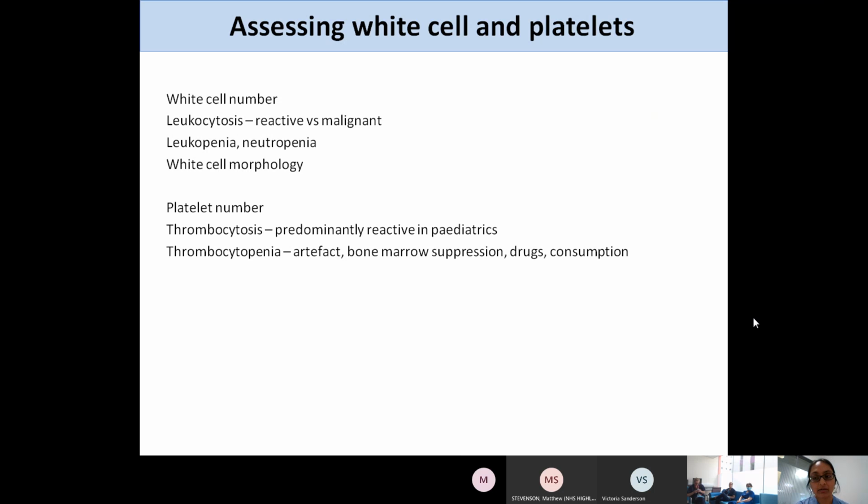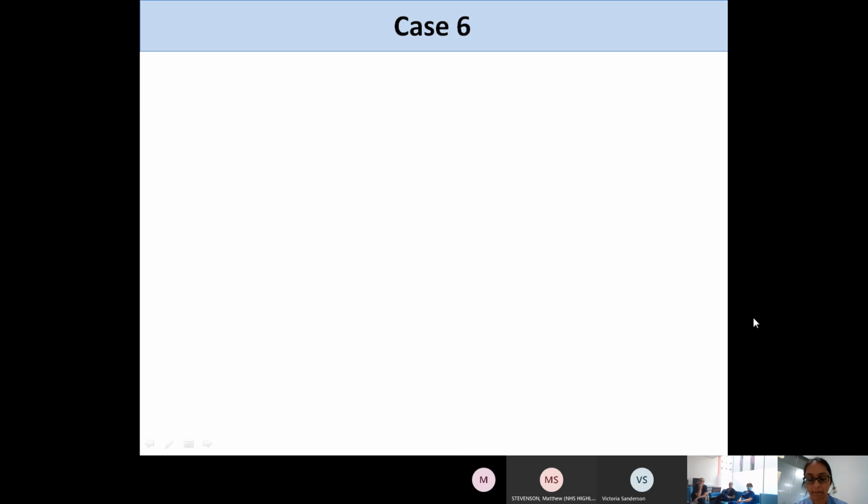For platelets, again, it's really about number. So a thrombocytosis in children is almost predominantly due to a reactive process. When we are referred with thrombocytopenia, the first thing that we look at is: is there an artifact? Because any clot in the tube will cause your platelets to clump together and give you an artificially low platelet count. But we also look for evidence of any bone marrow suppression, drugs that might be affecting the platelet count, and consumptive evidence of platelet consumption. So I'll just go through the cases.